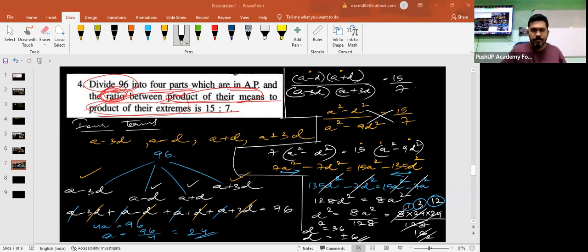Meanwhile, I'll take the new sum. Yes, case 1 and case 2. You have to, because you are getting two values for D, right? Yeah, you have to do it. Okay, Aditya, no issues.